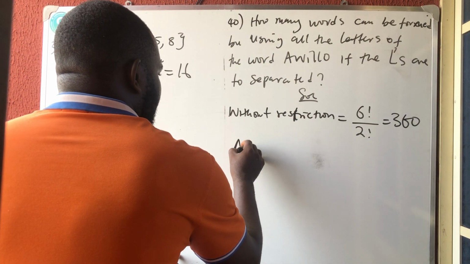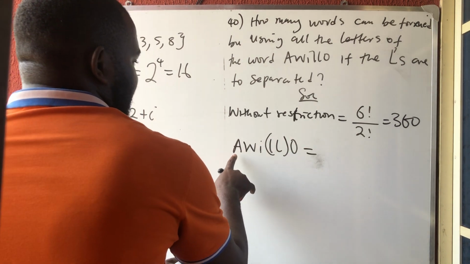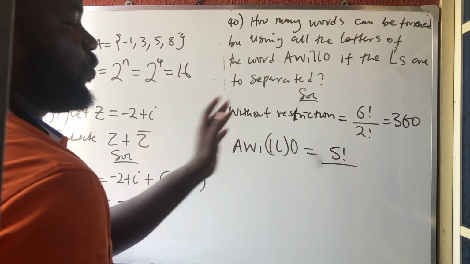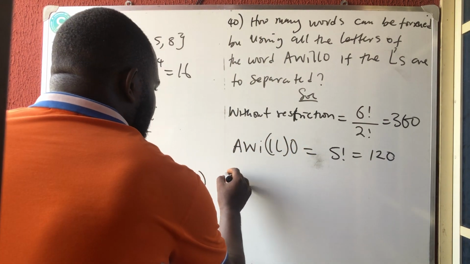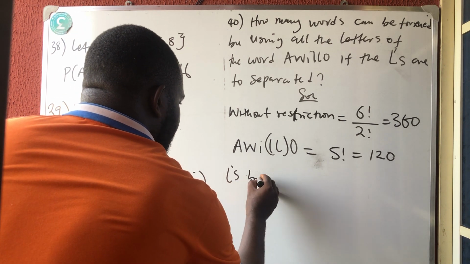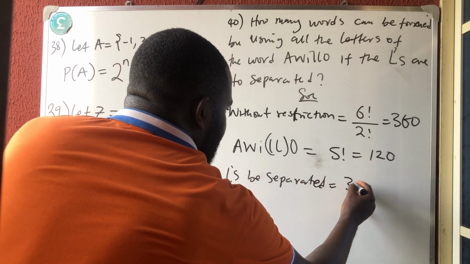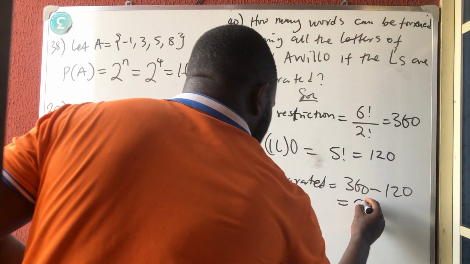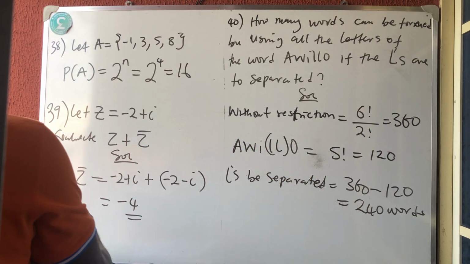But when they are together, the L's being together as one, AWILO like this, how many are they? 1, 2, 3, 4, 5. So I'm having 5 factorial, and there is nothing to divide by because all of them are now distinct. And 5 factorial is 120. So when the L's are not together, or being separated, it is simply without restriction, 360, minus when they are together. So what do you have? 240. 240 words can be formed. Very, very simple.